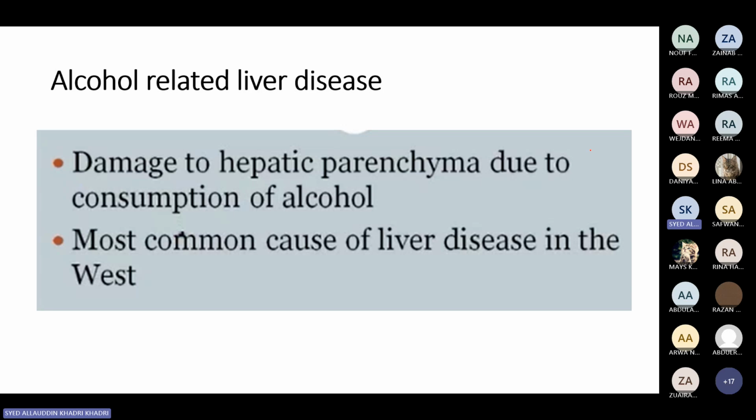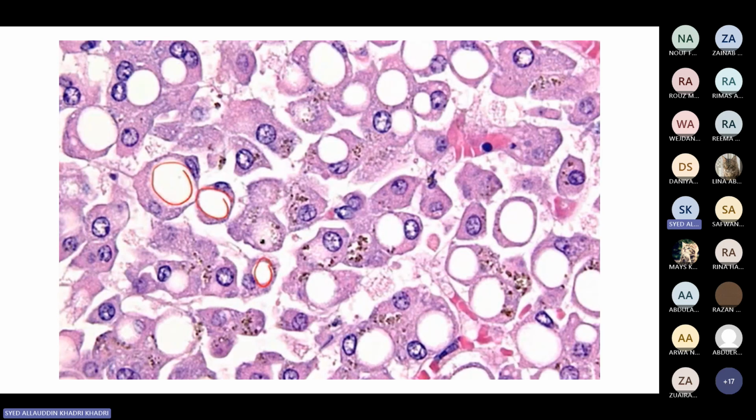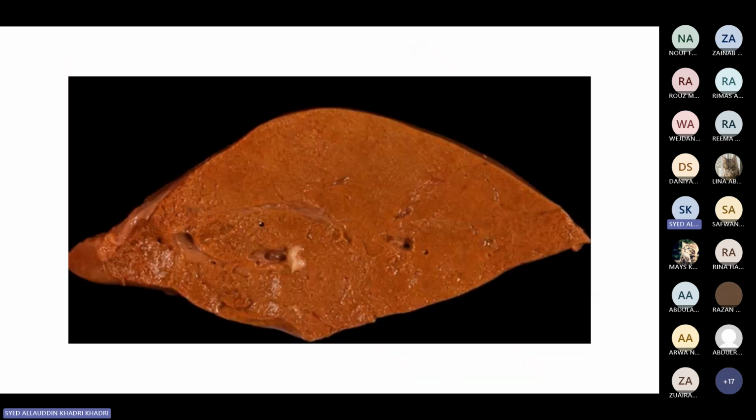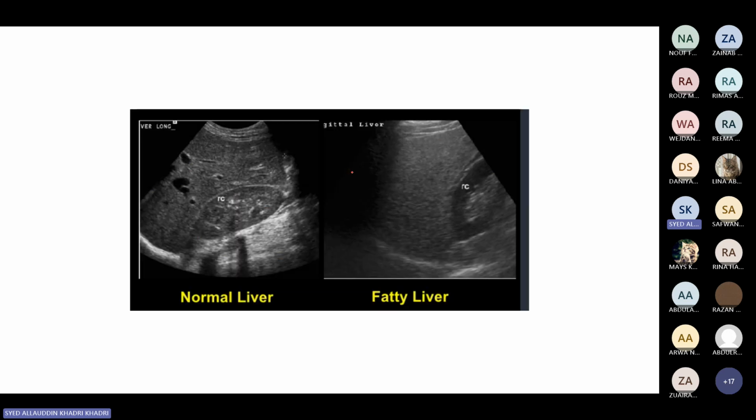Alcoholic liver disease is caused by the consumption of alcohol, causing hepatic parenchymal damage, and is the most common cause of liver disease in the West. You can see over here all this mechanism, where you can find a signet ring appearance of the lipid vacuole disrupting the lipoprotein mechanism. You can see a greasy, yellowish hue of the enlarged liver, hepatomegaly, of alcoholic liver disease. You can see at the ultrasound, this is the normal liver, but the echo texture is increased over here in the fatty liver.